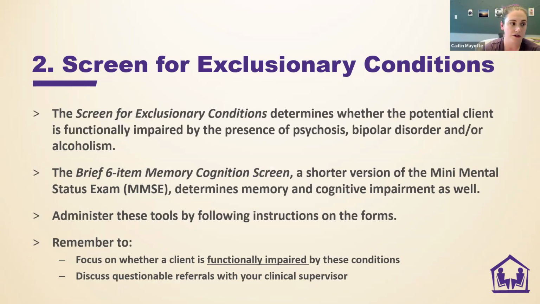Okay, so the screening tool is going to determine whether they're being functionally impaired by the presence of any of these factors. Then the brief 6-item memory cognition screen is a shorter version of the mini mental, which many caseworkers may be familiar with, but other folks coming to training may not have a ton of experience with it. So there are instructions on the form that they can follow. And the focus really is to determine whether or not they're being functionally impaired by any of these conditions.